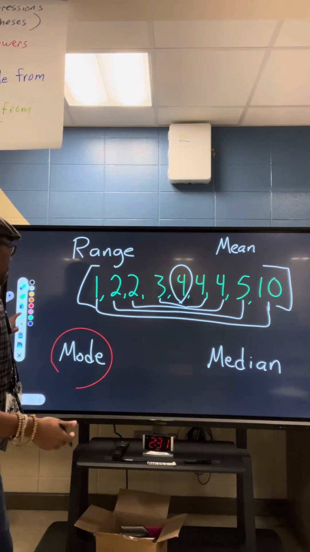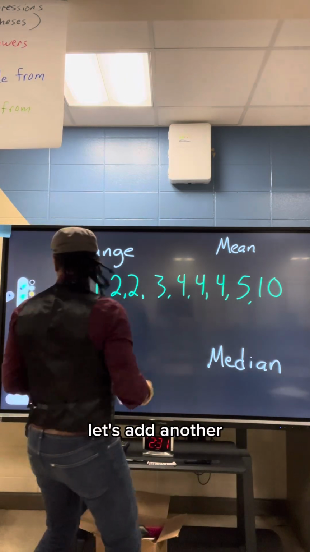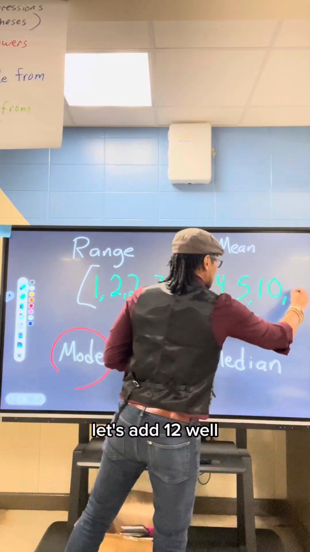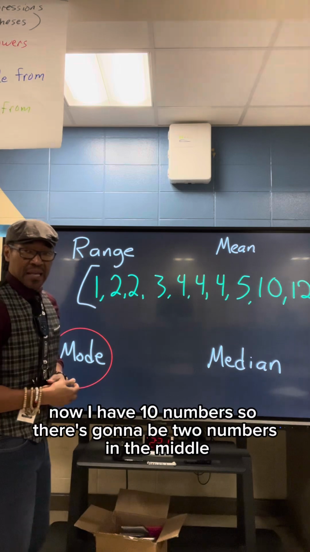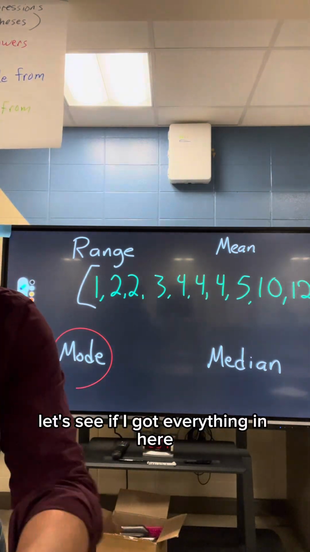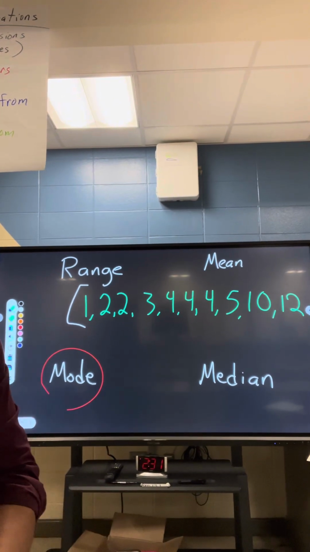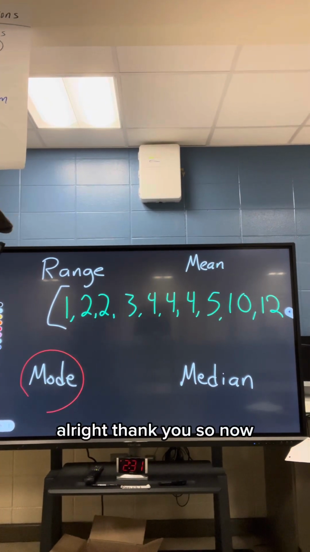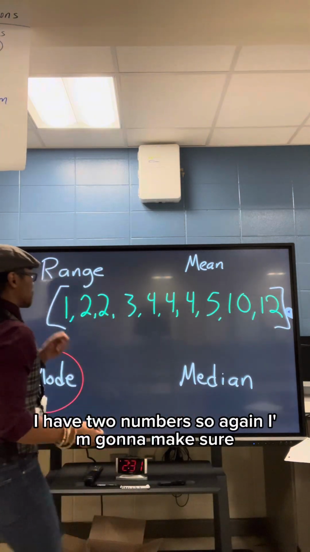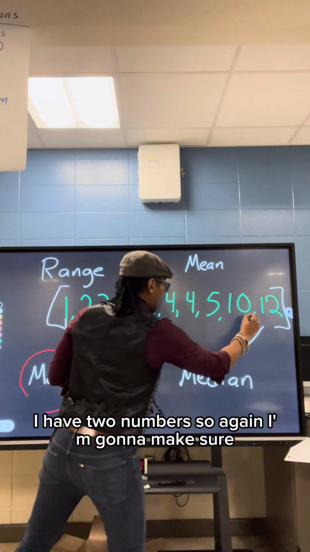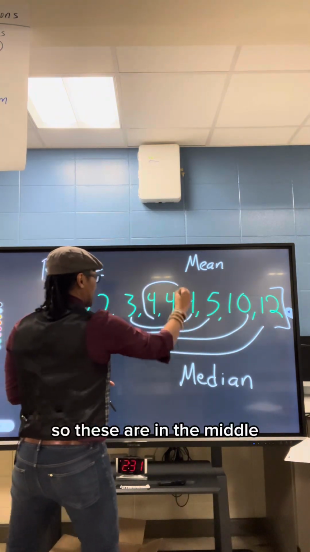Now, if you have an even set, let's add another number, let's add 12. Well, now I have 10 numbers, so there's going to be 2 numbers in the middle. Let's see if I got everything in here. Let me move this camera this way as such. All right, thank you. So now I have 2 numbers. So again, I'm going to make sure. So these 2 are in the middle.